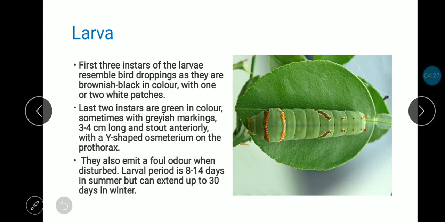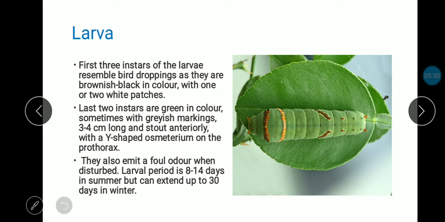In the larval stage, the first 3 instar stages of larvae resemble bird droppings, means the waste fecal matter of birds which are present on leaves or on the land also. They have a similar appearance. They are brownish black in color with 1 or 2 white patches. The last 2 instar stages are green in color, sometimes with grayish markings, 3 to 4 centimeters long and stout anteriorly with a Y-shaped osmeterium on the prothorax. They also emit a foul odor when disturbed. The larval period is 8 to 14 days in summer but can extend up to 30 days in winter.